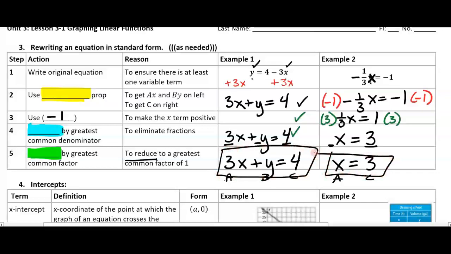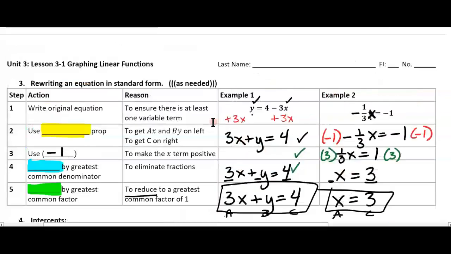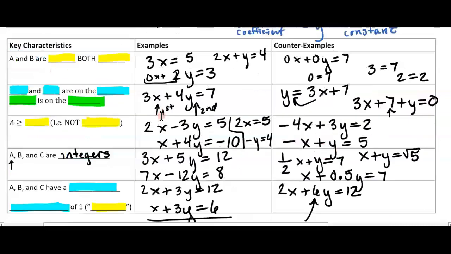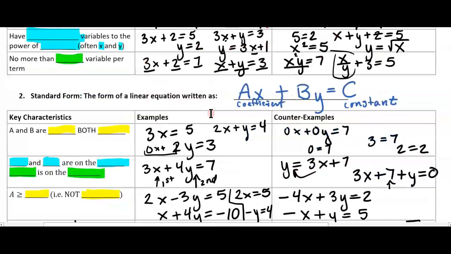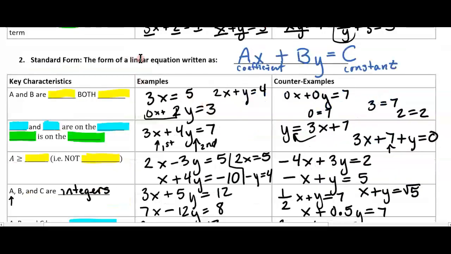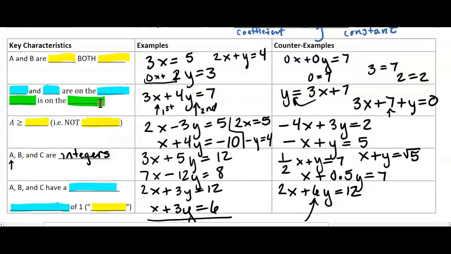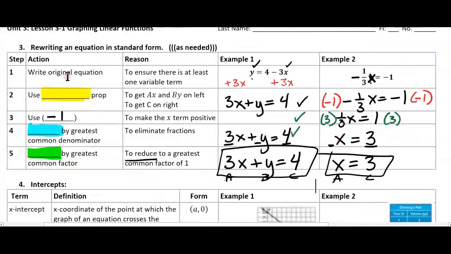All right, so that is the first part of lesson 3.1. We looked at the characteristics of linear equations. How do we know that we have a linear equation? And then specifically, what does a linear equation written in standard form look like? And then based on those characteristics of standard form, how can we rewrite an equation into standard form?